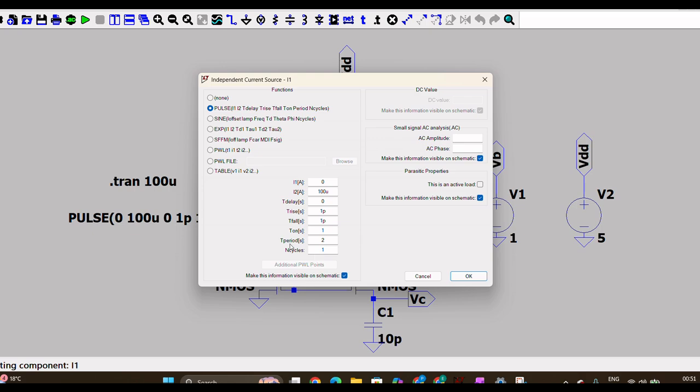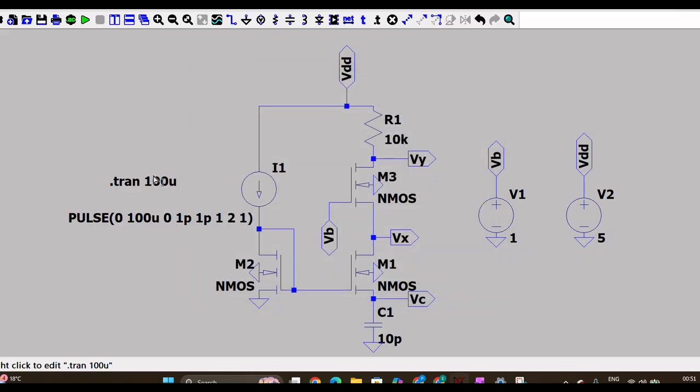So my pulse waveform is from 0 to 1 second, and I did a transient analysis for 100 microsecond to see the voltage waveforms of VC, Vx, and Vy. My bias voltage of this M3 MOSFET is 1, and VDD is 5 volt. This is my pulse and this is my transient analysis. Let's run the simulation and see the results.